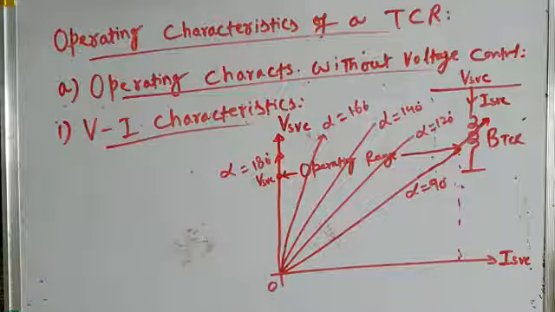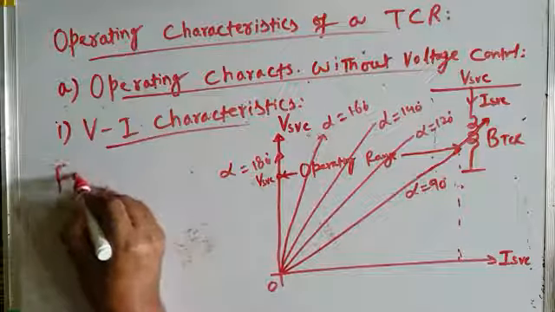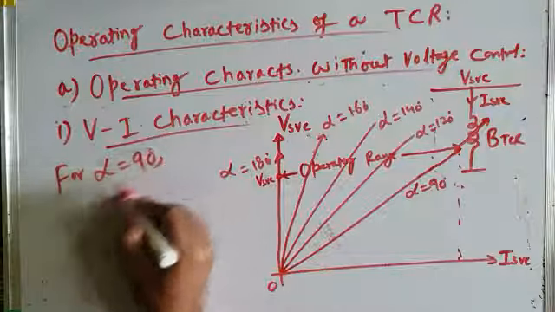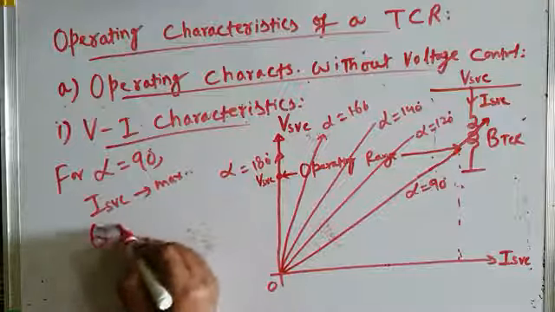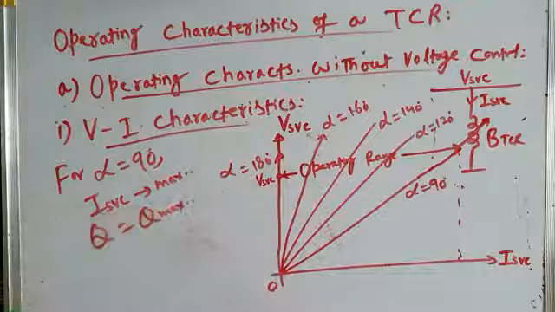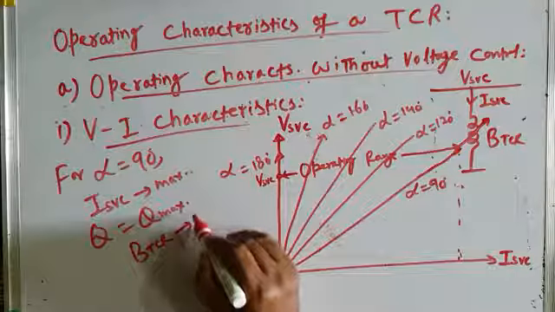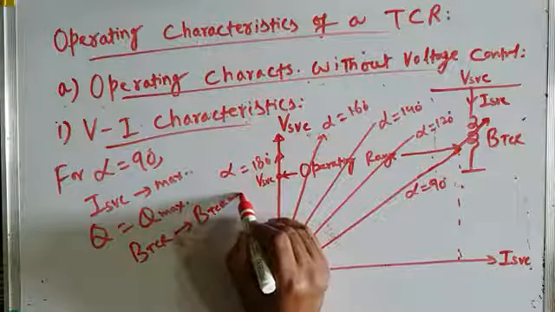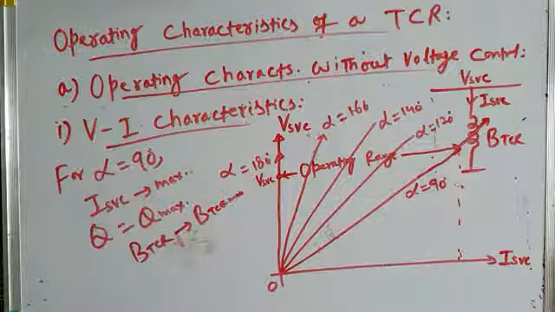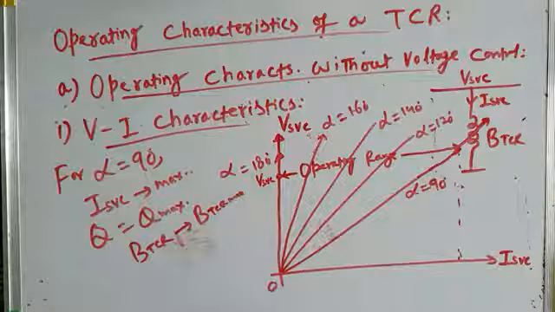So for alpha equal to 90 degrees, ISVC is maximum. So I will write here: for alpha equal to 90 degrees, ISVC is maximum. Therefore Q is equal to Q maximum. That means maximum reactive power will be absorbed by TCR. Its susceptance will be maximum, BTCR maximum. It will have maximum susceptance at alpha equal to 90 degrees, maximum current will flow, and maximum reactive power Q equal to Q max will be absorbed by TCR.